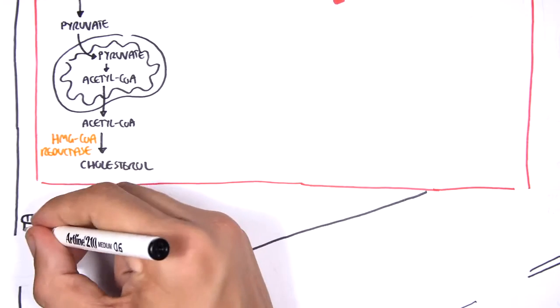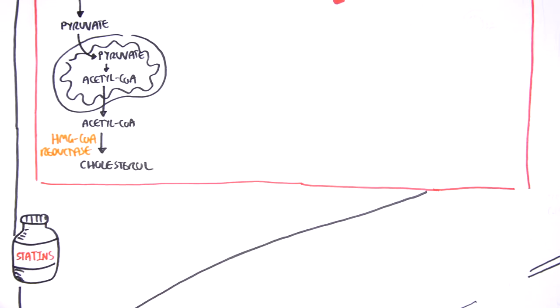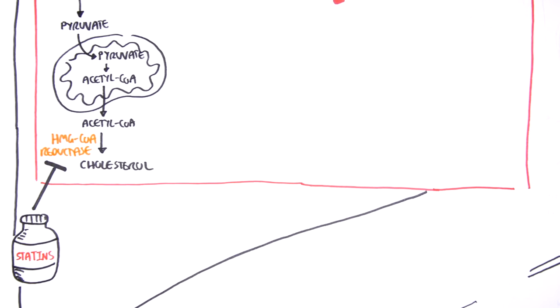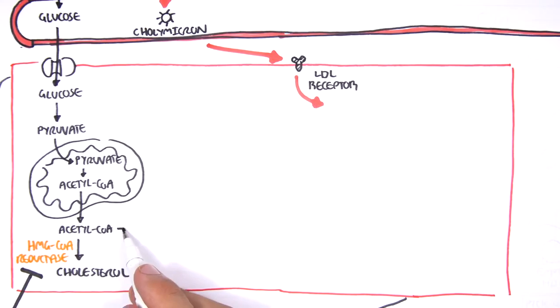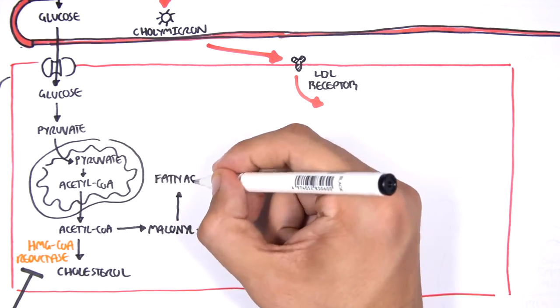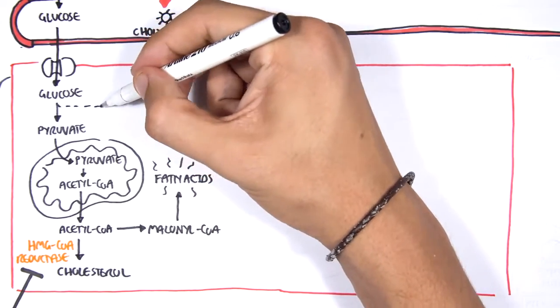There is actually a cholesterol-lowering agent that specifically targets this enzyme called statins. So statins are HMG-CoA reductase inhibitors, thus stopping the synthesis of cholesterol. Going back to acyl-CoA, acyl-CoA can also be converted to malonyl-CoA to form later fatty acids. Glycolysis can also synthesize glycerol.